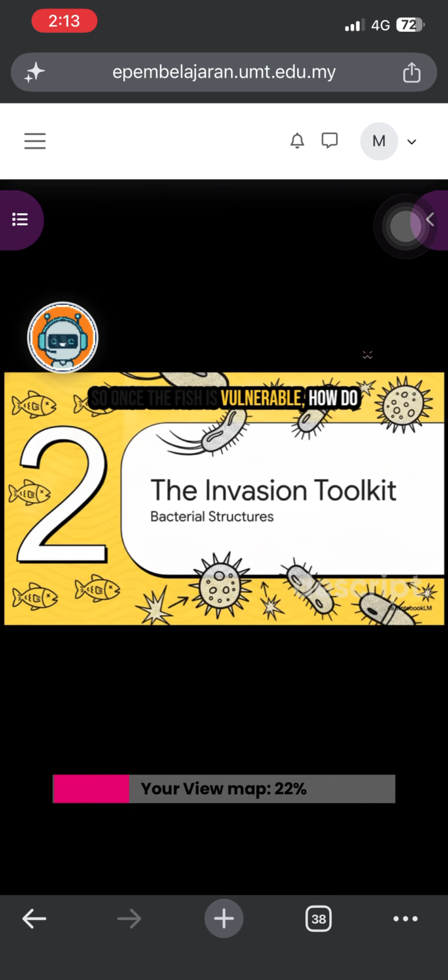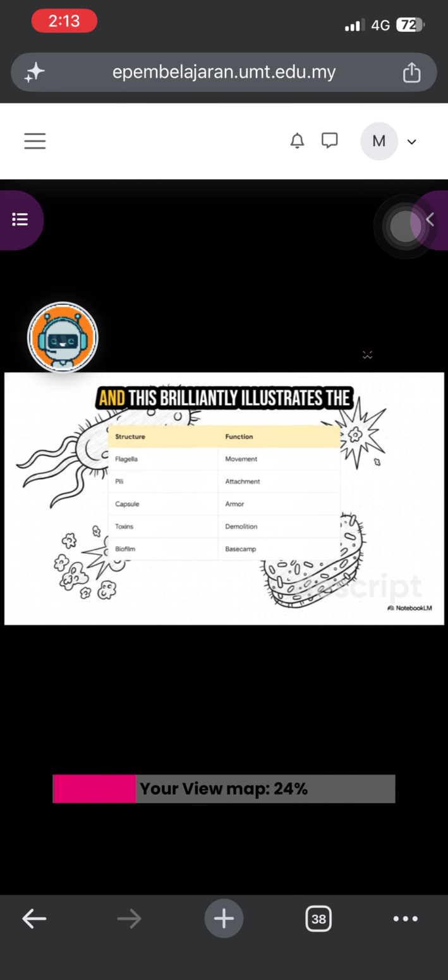So once the fish is vulnerable, how do these tiny, single-celled organisms actually mount a full-scale attack? Let's move into Section 2 and examine the bacterial invasion toolkit. And this brilliantly illustrates the tactical advantage these bacteria have. Despite being incredibly simple organisms, they are equipped with a highly specialized toolkit. We're talking flagella for movement, pili for attachment, a capsule for armor, toxins for demolition, and biofilms to act as a base camp. Every single one of these physical structures plays a very precise, mechanical role in taking advantage of a stressed fish. Let's break these down one by one, because it's actually pretty wild.